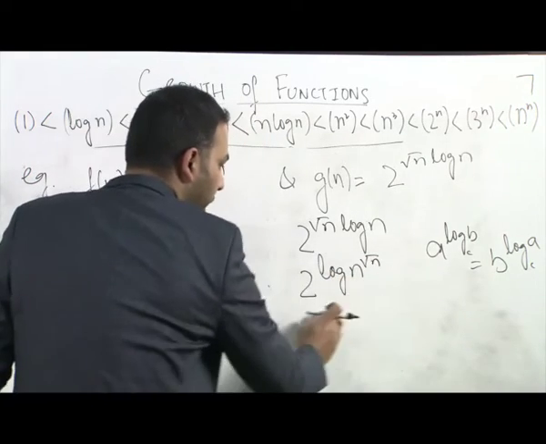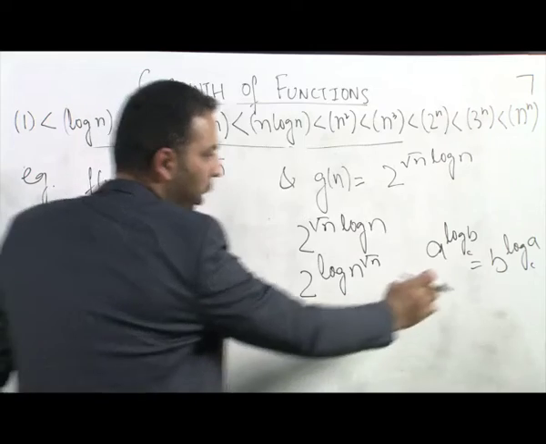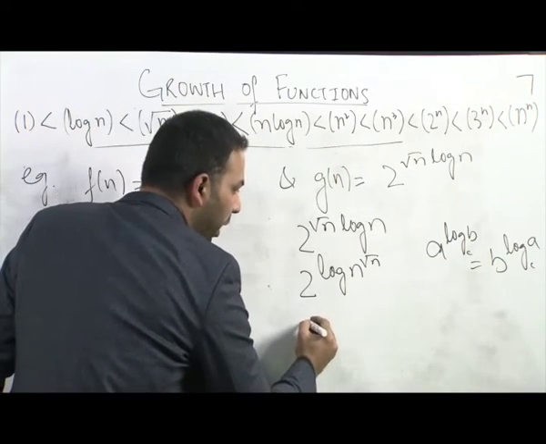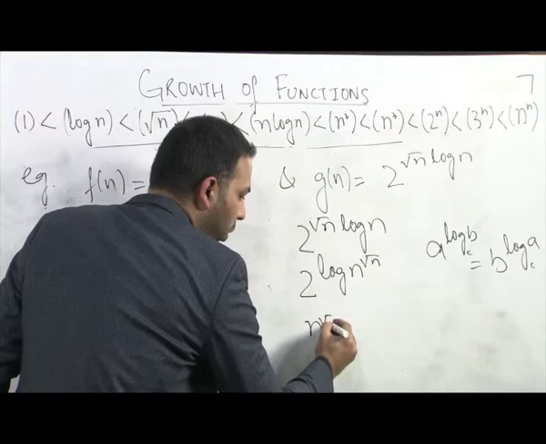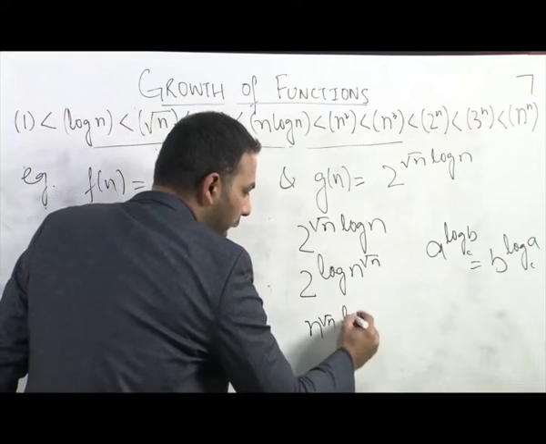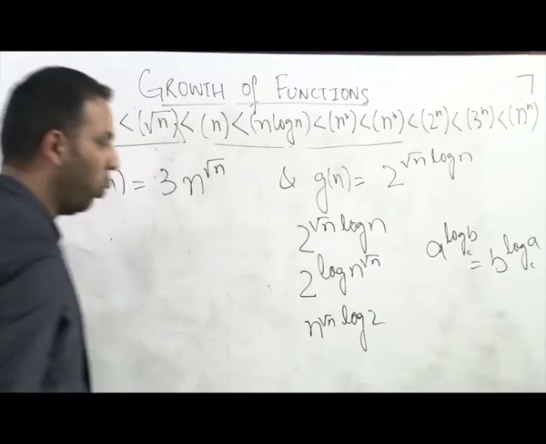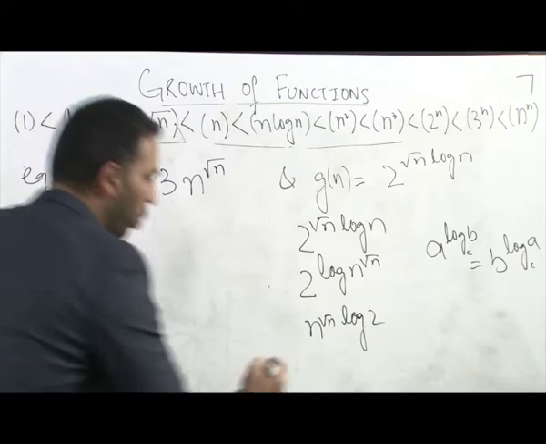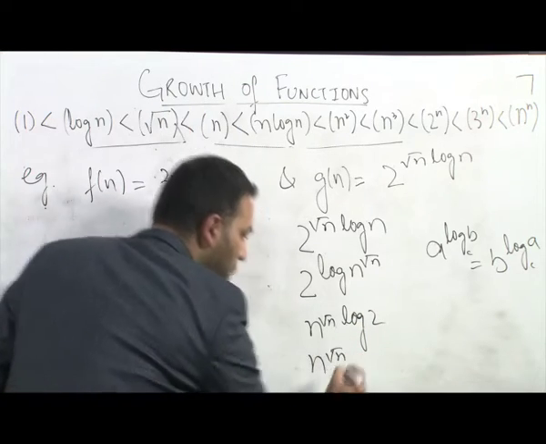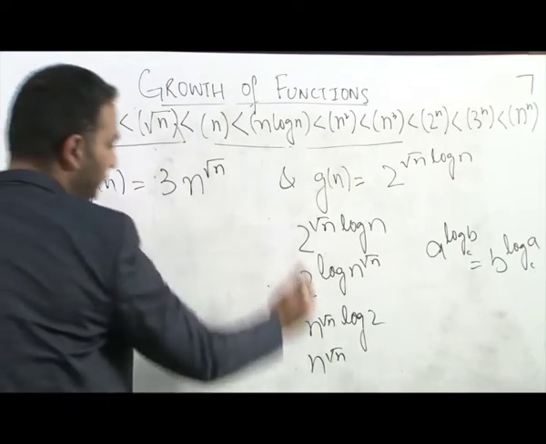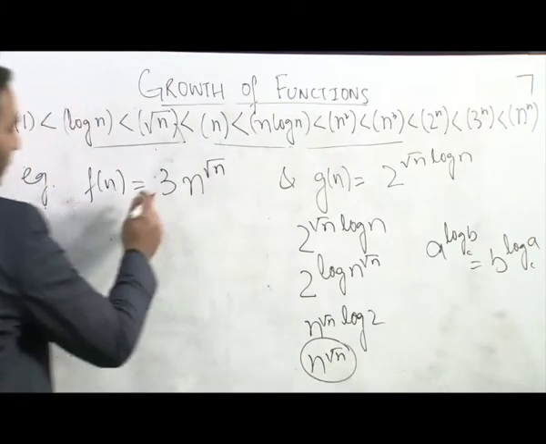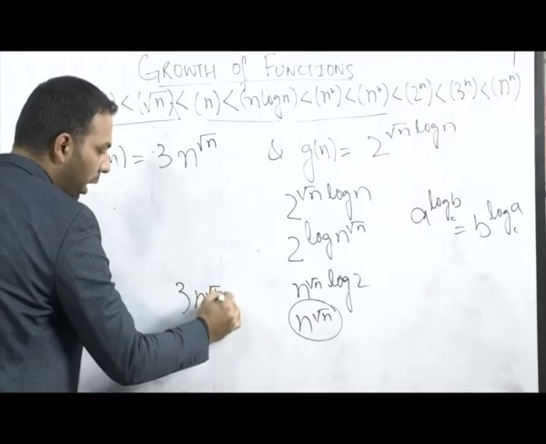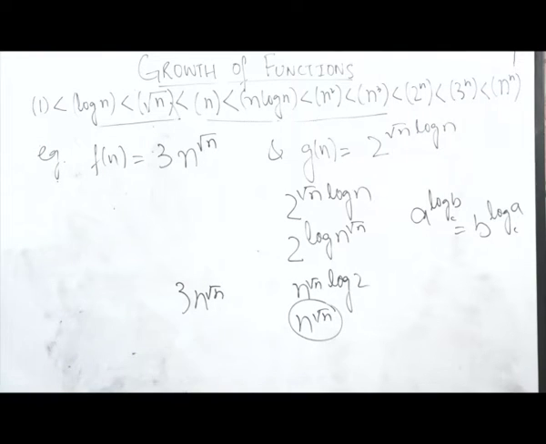Now we are going to exchange these two here, b and a. So it will be n raised power under root n. And in the top it will be log 2. So what is log 2? Log 2 to the base 2 is 1. So this is simply n raised power under root n. So now g of n is n raised power under root n, and f of n is 3n raised power under root n.